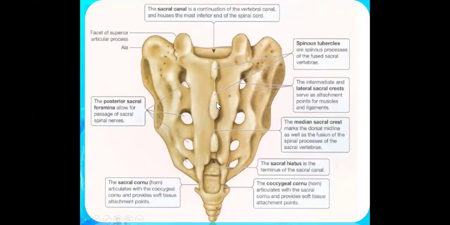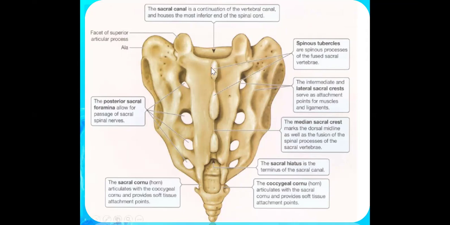This is the posterior view of the sacrum. This is the sacral canal, which is a continuation of the vertebral canal, and it houses much of the inferior end, a bunch of nerves of the spinal cord. These are the superior articular facets on the left and right sides, and these are concave articular surfaces, where the convex articular surfaces of the inferior articular processes of L5 articulate.